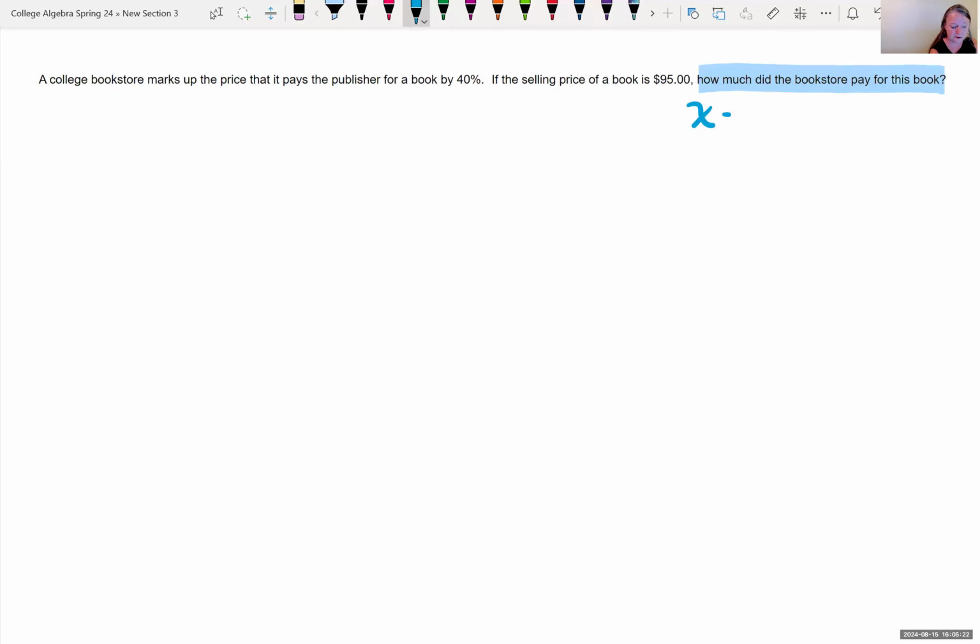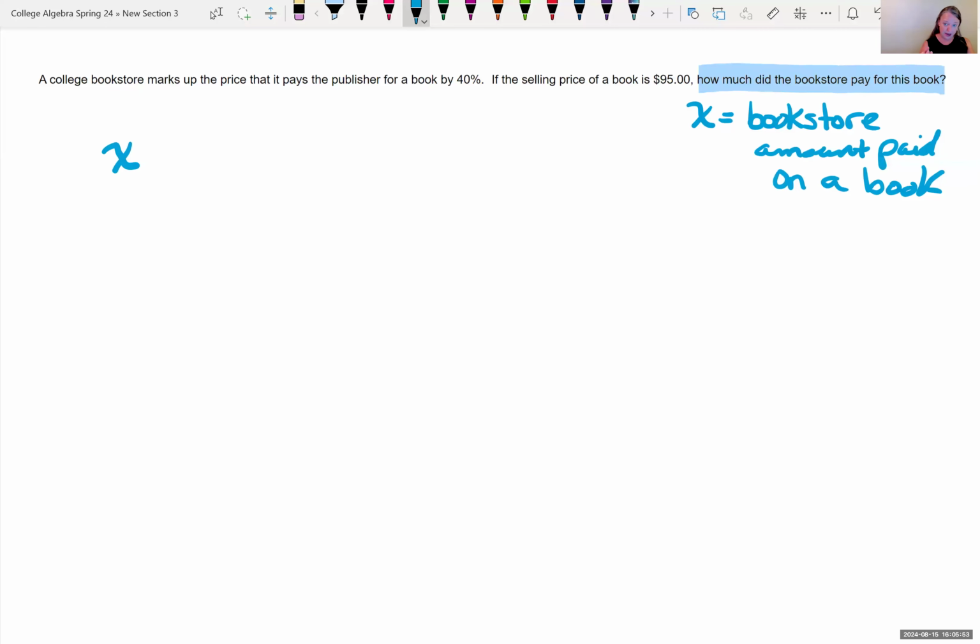So x equals the amount the bookstore pays. Well, they're taking this and they're marking it up 40%. So a couple ways that you can think about this. You can think about it as a bookstore pays the x amount.